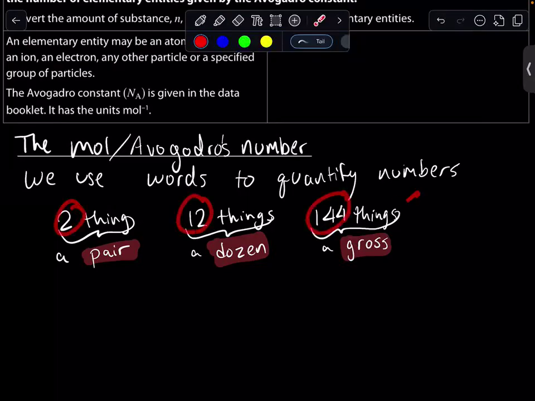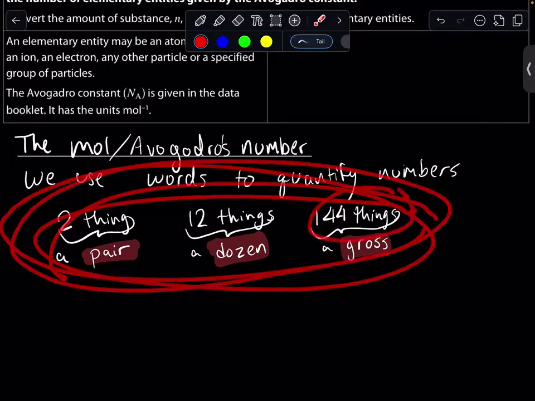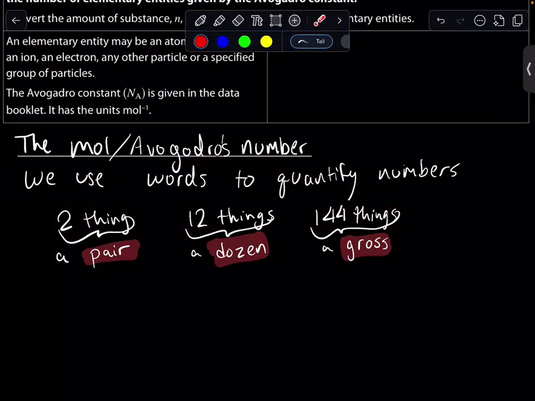Now, the main issue here is that whether we have two things or 12 things or even 144 things, if those things are really small, like atoms of oxygen or atoms of carbon, we still can't see any of this. Heck, we don't have stuff detailed enough to pull 144 carbon atoms in a basic chemistry lab. We can't just say, oh, I want 144 carbon atoms. Easy. We need something that quantifies a larger number.